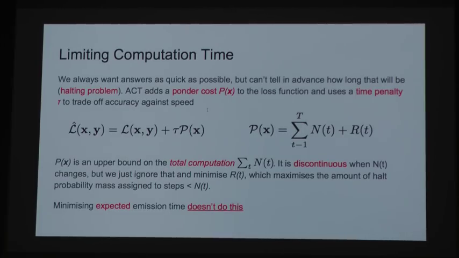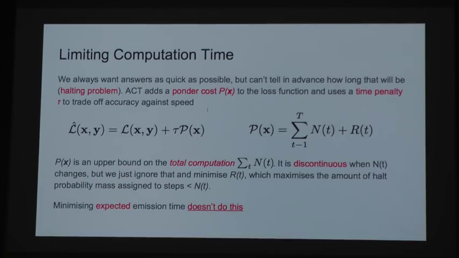And so what happens is the point when it crosses the threshold is the number of steps you've actually taken, and this gives you an upper bound on the amount of total computation done by the network. And you have this discontinuity here. Because you have a threshold, you have something that isn't strictly differentiable, and we just ignore it and it seems to work out.